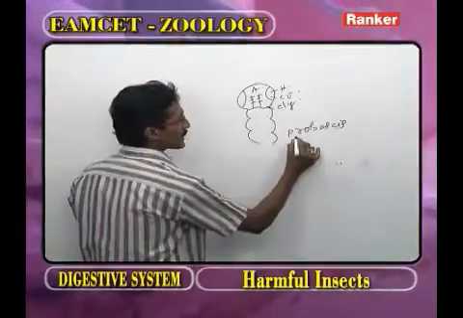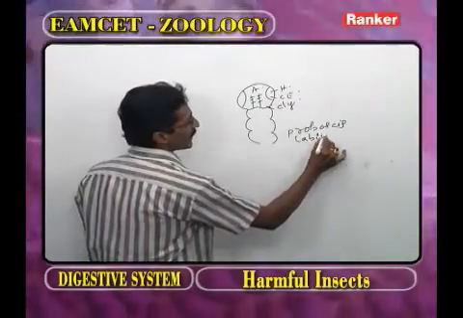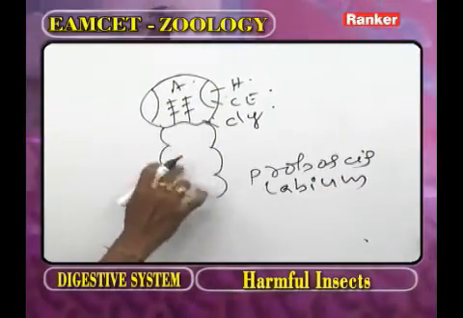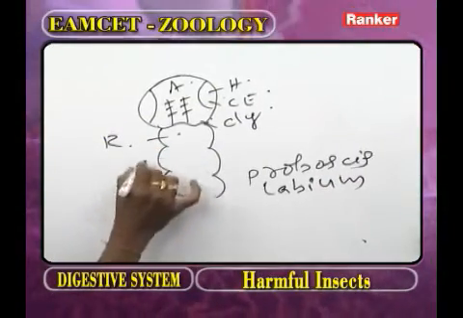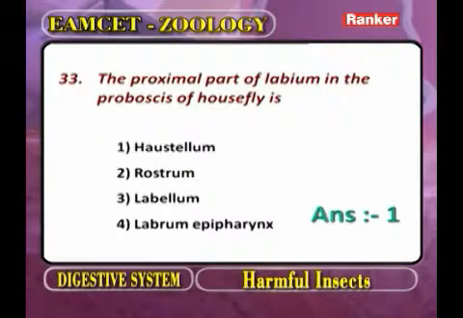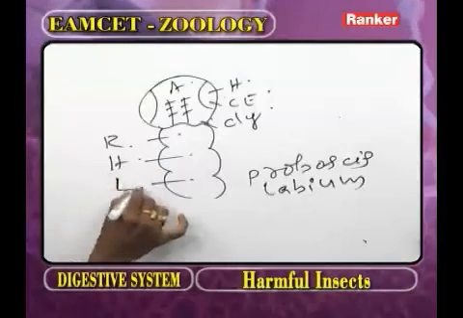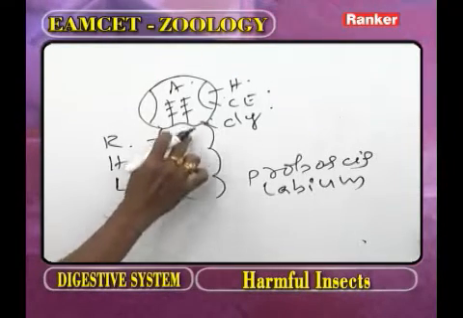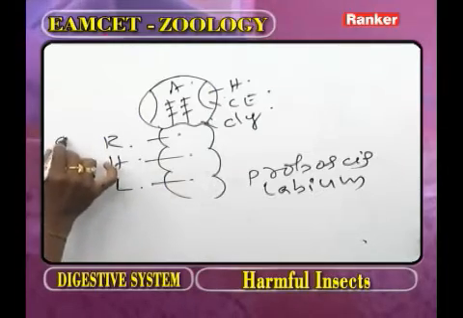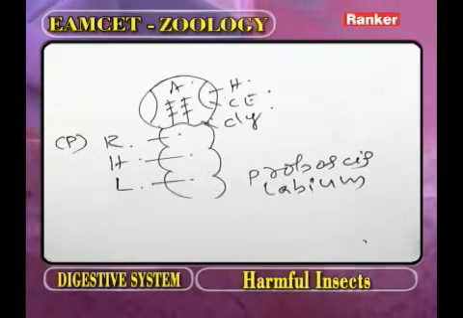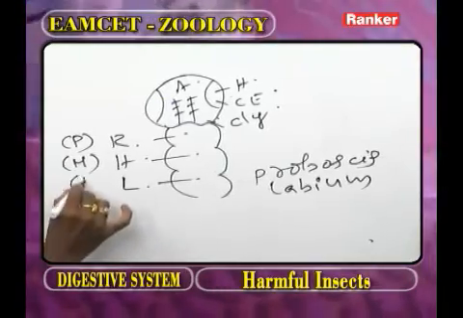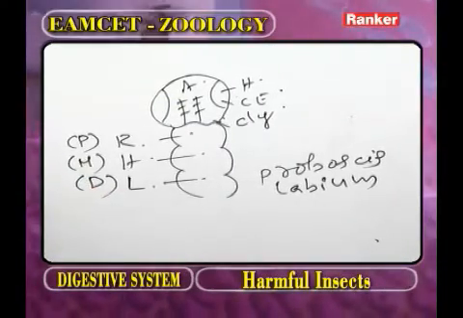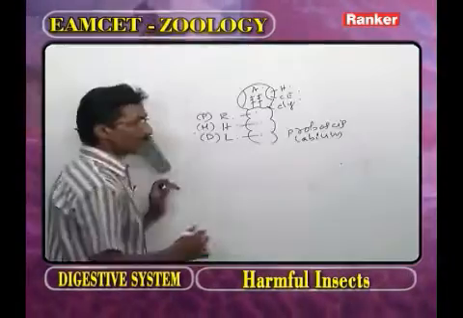The proboscis is modified labium. In the proboscis, the first part we call the rostrum, the second part the haustellum, and the third part the labellum. Now in the proboscis, what is the proximal part? Rostrum. What is the middle part? Haustellum. What is the distal part? Labellum. Here, what is our question?